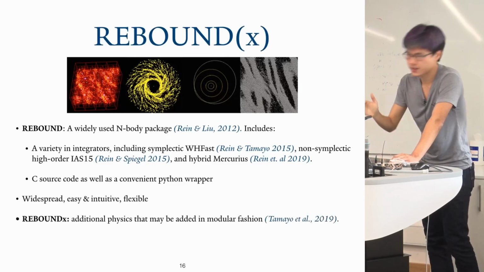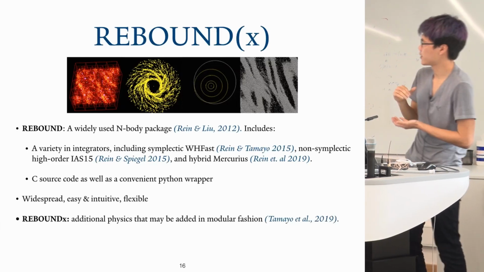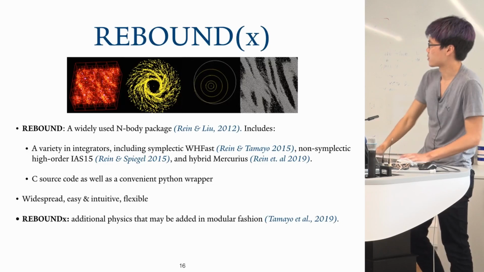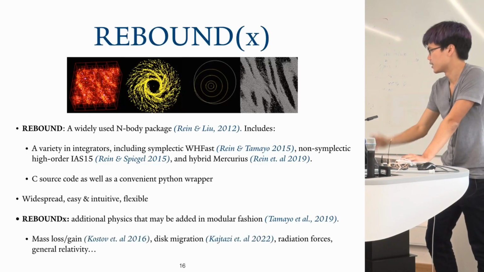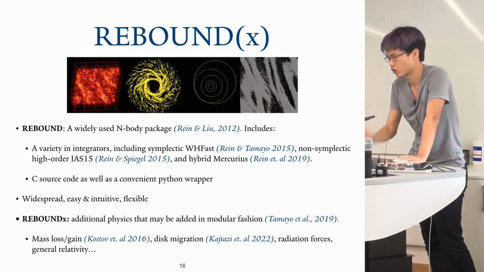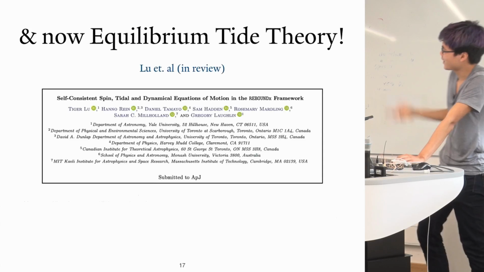Yeah, REBOUNDx is a package of additional physics that may be added in modular fashion to a REBOUND simulation. These effects include things like mass loss or gain, disk migration, radiation forces, general relativity, stochastic forces, and also now equilibrium tide theory, of course.